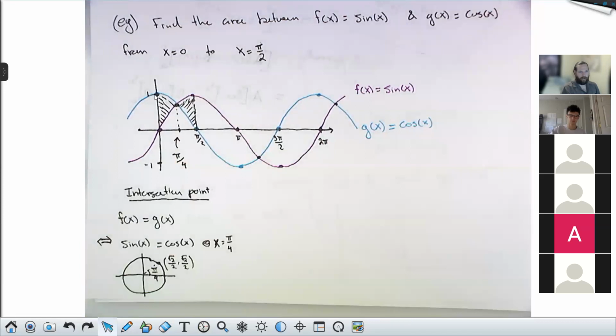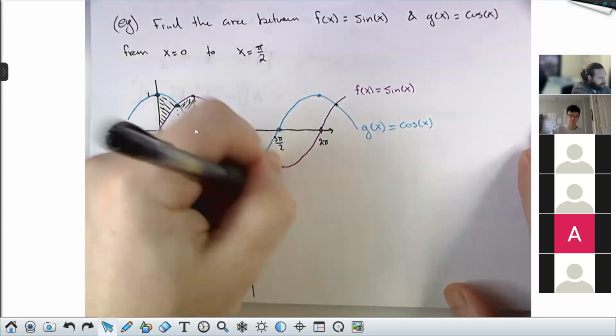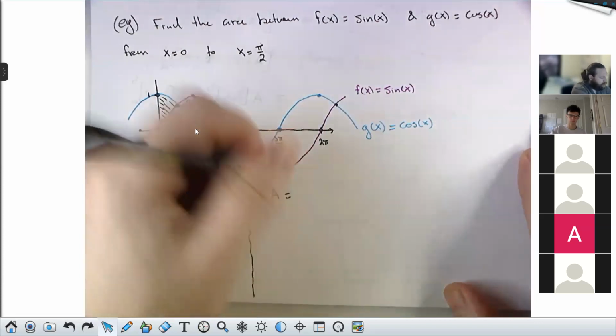Therefore, in order to find my area, I'll set up two integrals. One integral from 0 to pi over 4 to measure this first area, and another integral from pi over 4 to pi over 2 to measure this area. It turns out that these are actually the same areas, so we could exploit a symmetry argument if we wanted to. I'm going to begin just by setting it up kind of barehanded without using any symmetry.